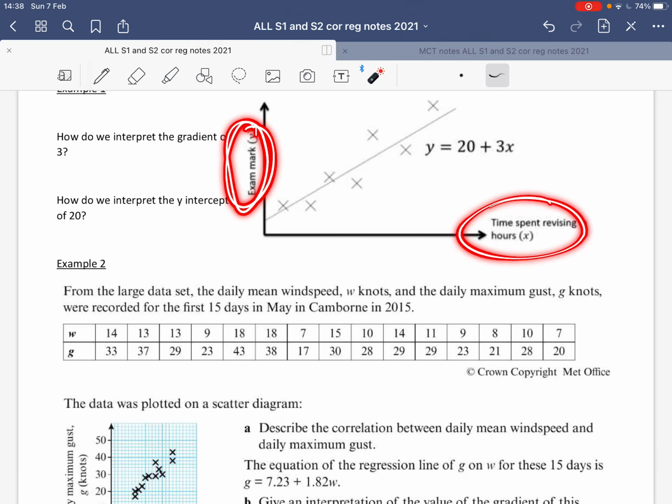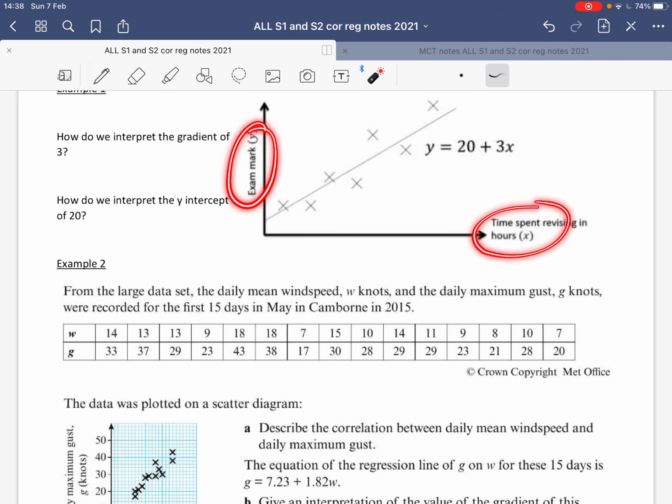So the change in y with respect to x. How y changes according to how x changes. Now, how do we interpret 20, this value here? Well, you could get 20 with no revision at all. So there's your 0 revision, and you still get 20 marks.